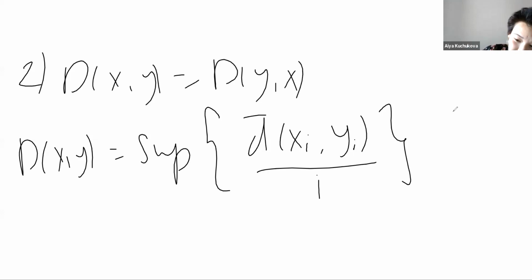So yeah, let's continue on: why is the second property true?